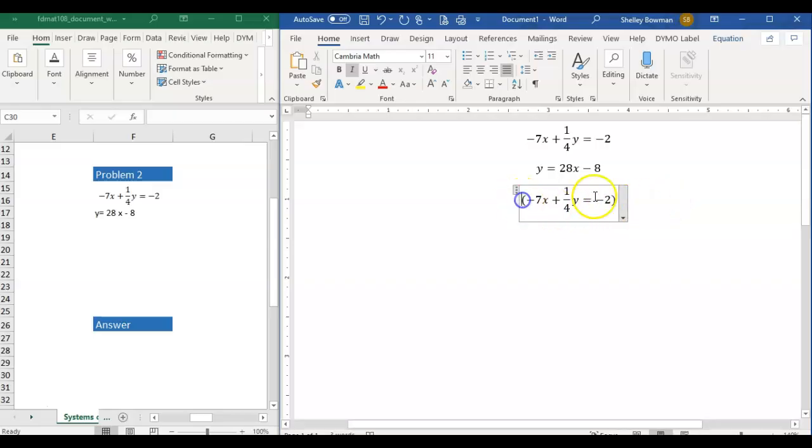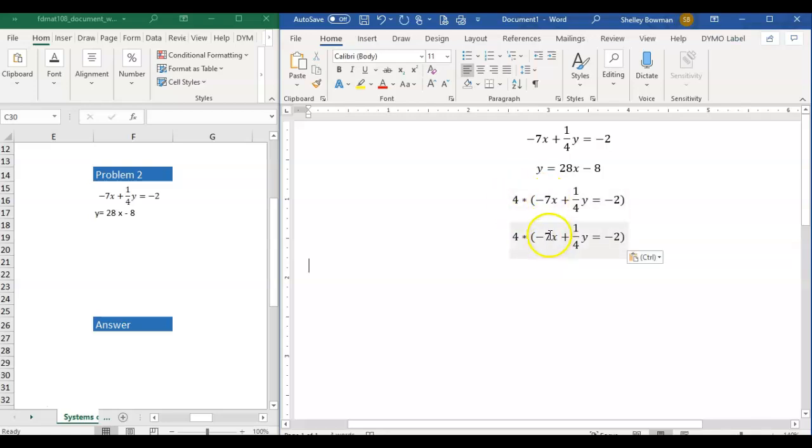In this case, because there's only one thing in the denominator, the only thing I need to worry about is the 4. So when I multiply the equation by 4, I need to multiply every single term inside the equation by 4 to keep the equation balanced, so this equal sign remains true. So I'm going to copy and paste this down for my next step.